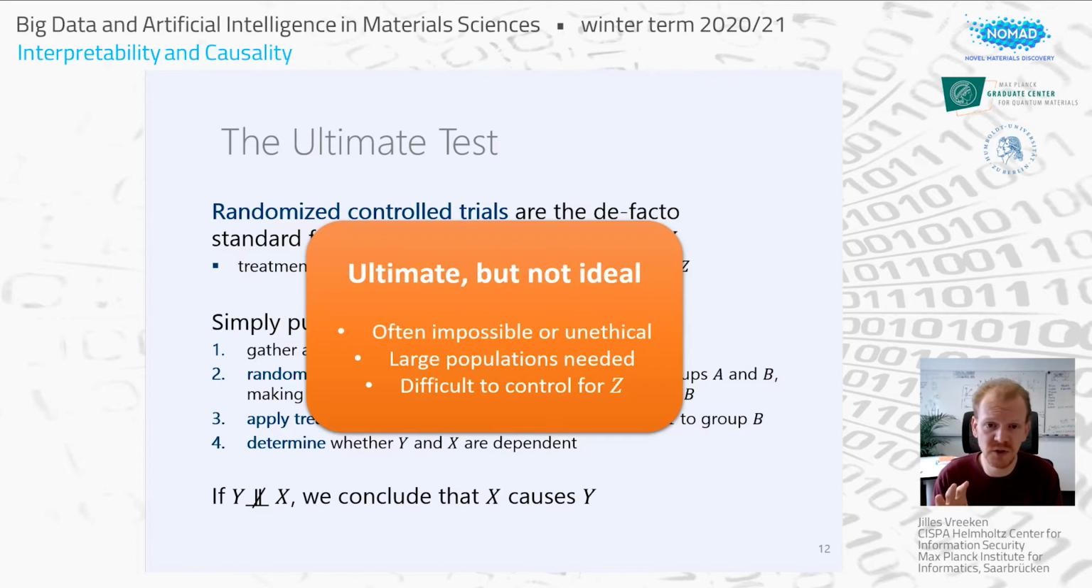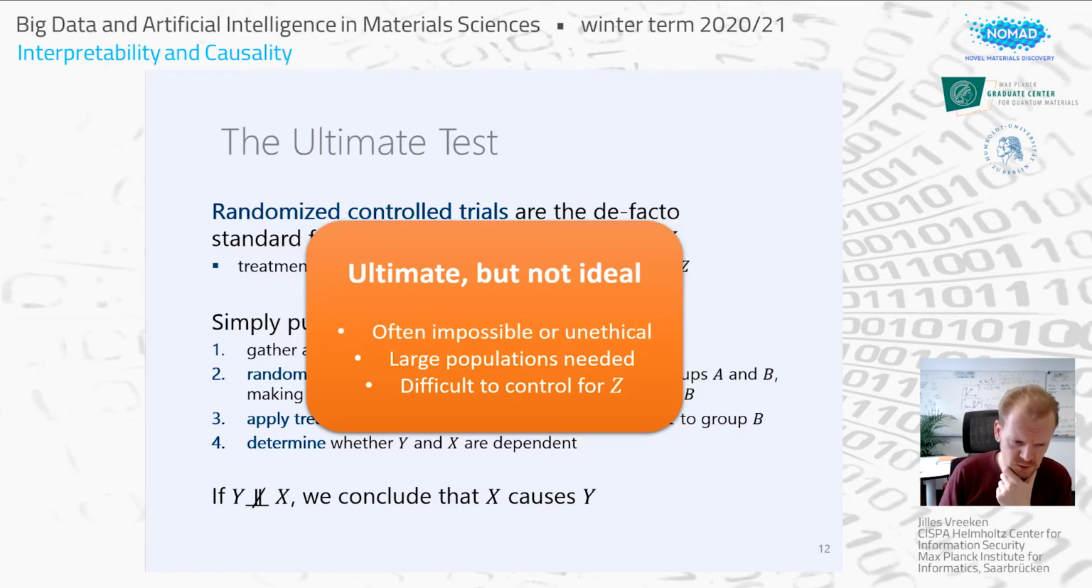And controlling for Z, these covariates that we don't want to influence or mock up our result, is very difficult, because maybe we now have, let's say, a younger female who goes to group A, and a younger male who goes to group B. Okay, so they're equal on age, distributed, but now not on sex. The more covariates you have, the more difficult it becomes to control, exponentially so. So that's kind of horrible.